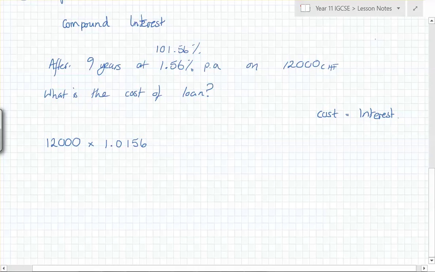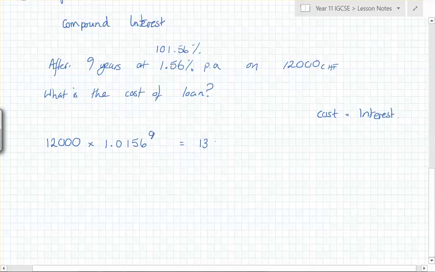What you would have done is found 0.56 every year, which wouldn't be a lot. So we have to do an increase every year, and it's applied 9 years, so we have to do it every year. So to the power of 9. Everyone happy with why it's to the power of 9? I think you've done this before, haven't you?